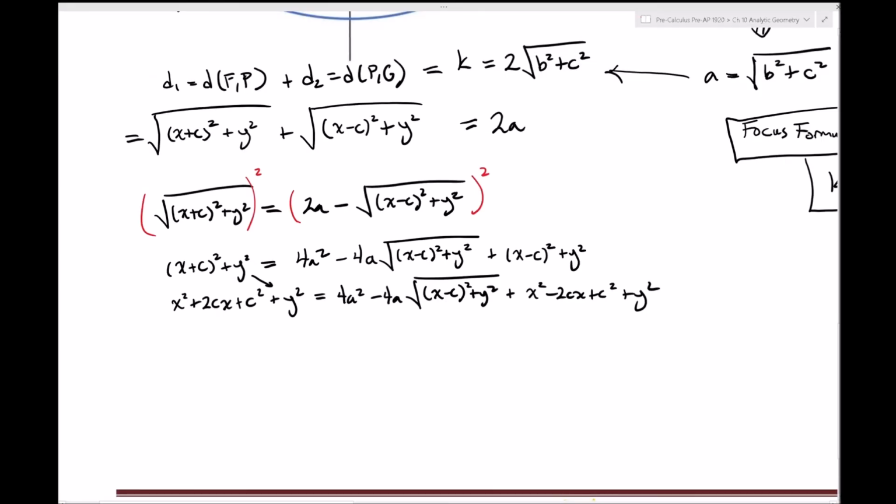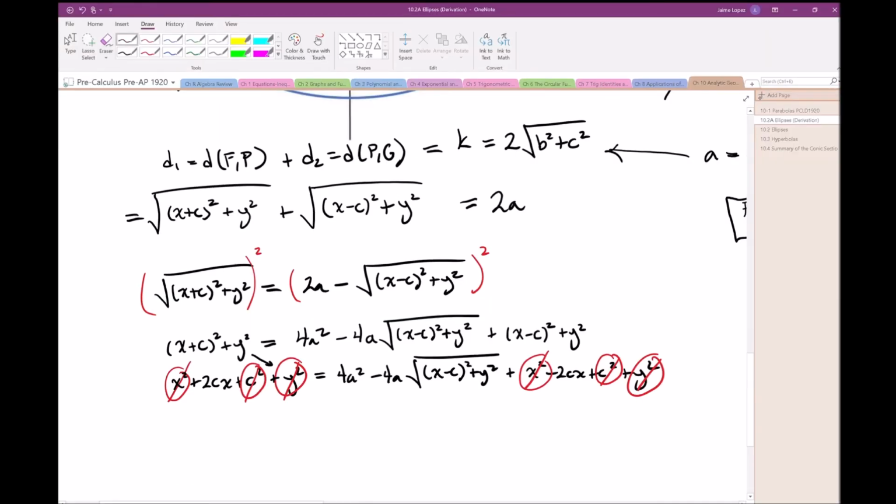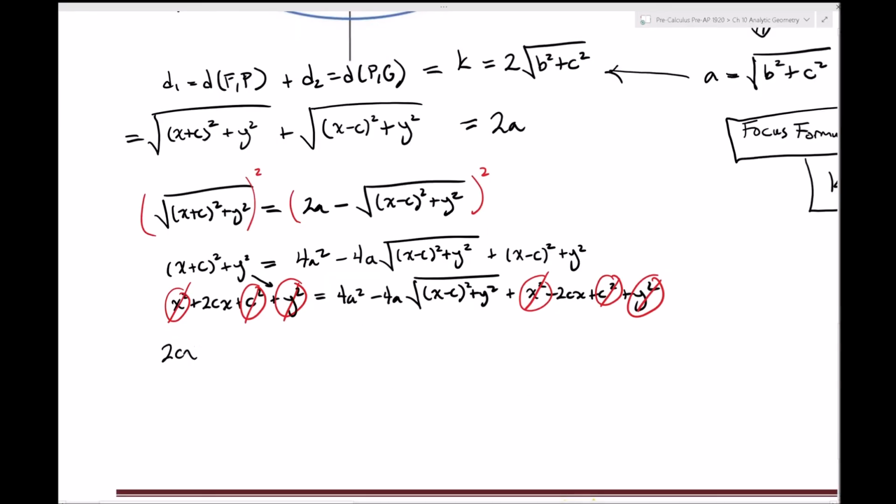So what do I see? Now that everything's completely expanded out, it should be a lot easier for me to cancel stuff out. Notice there's an x squared term on both sides. Those are going to cancel. There's a c squared term on both sides. There's a y squared term on both sides. So a bunch of stuff cancels out. And let's see what I have left over after all that cancellation. That is 2cx equals, so that's the only thing that survives on the left-hand side, 4a squared minus 4a square root x minus c squared plus y squared, and then minus 2cx.